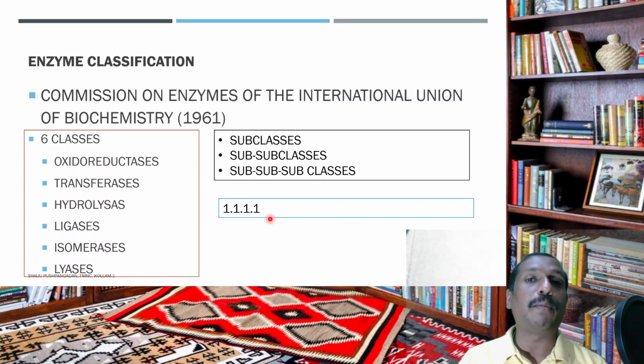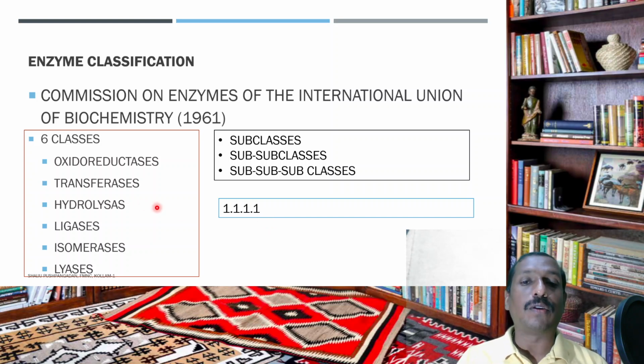1.1.1.1 can be titled as, or named as, four-digit components or four class components. So 1.1.1.1 is the name of an enzyme. Suppose there is another enzyme, it may be 2.2.3.4. There will be four digits in the name of each and every enzyme. This is the pattern proposed by the Commission on Enzymes of the International Union of Biochemistry in 1961.